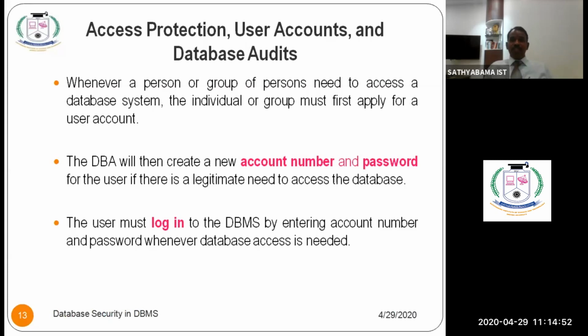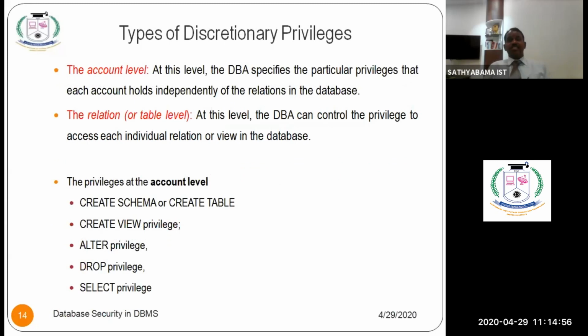In terms of privileges, we have two levels of discretionary mechanisms. One is the account level, which is decided by the DBA. Each account holder will have independent access to the relations in the database. And you know what a relation is, right? At this level, the DBA can control the privileges of each individual account and the views of the database.